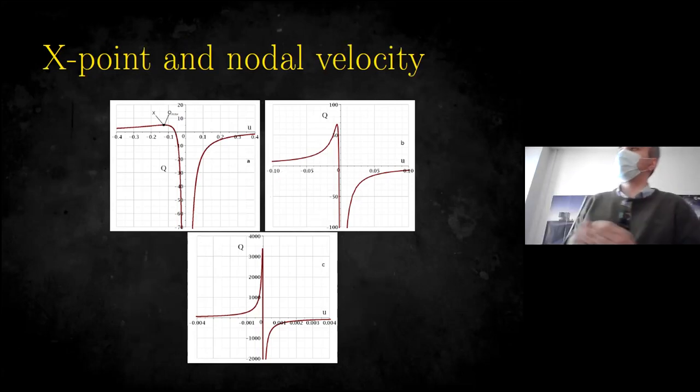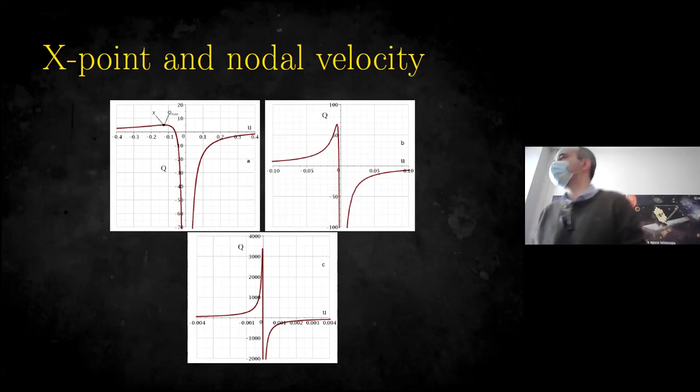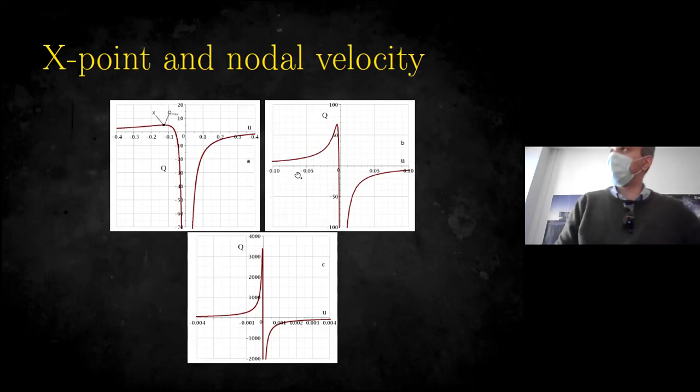Here we have an approximate figure calculation at three different times. Time t equals 1.27, slow moving nodal point. Time t equals, I think, 1.6, faster moving nodal point, and the X point is actually very, very close to the top of Q.